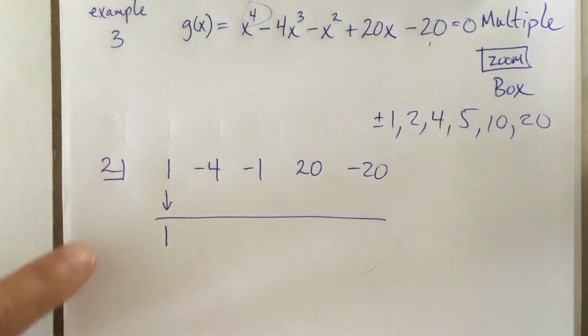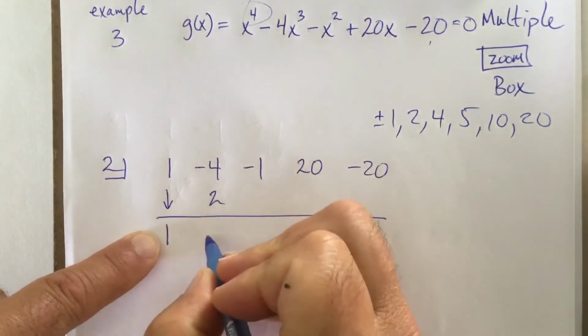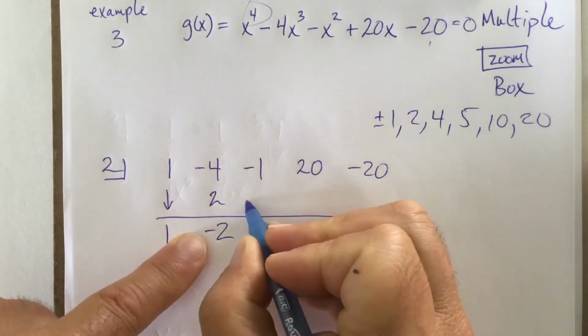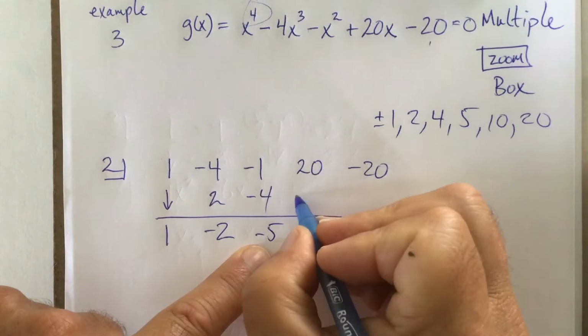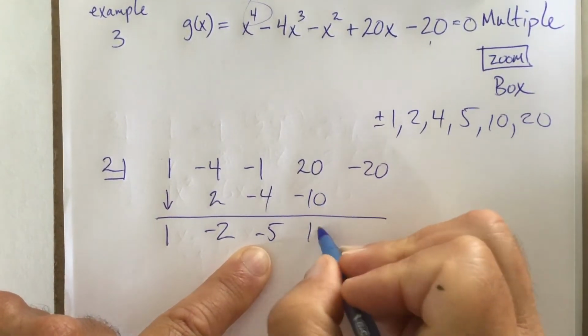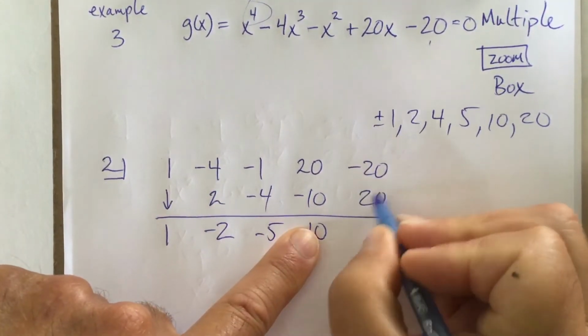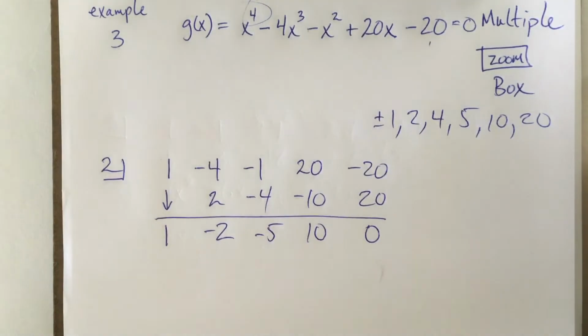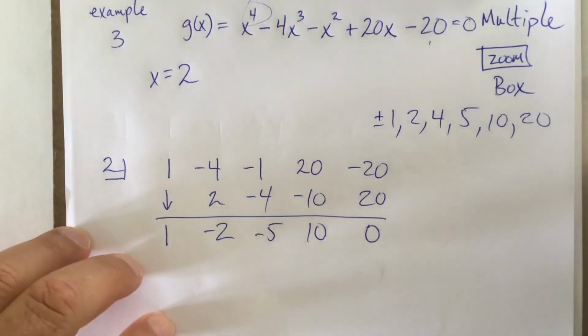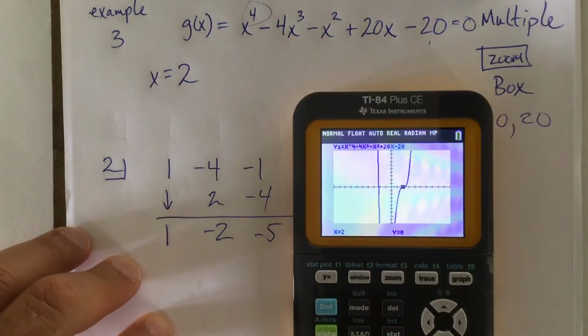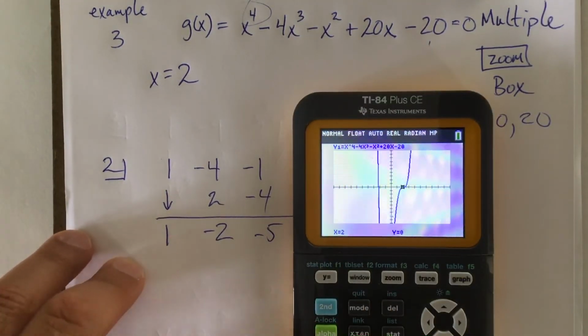I'm going to move my calc out of the way and do 1 times 2. I get 2. Boom, boom. -4 plus 2 is -2. That looks like a -5. 2 times that is -10. That looks like a +10. 2 times that is 20. Boom, I got it. So x equals 2 is one of my answers. In fact, according to this, it looks like it might be the same answer 3 times.